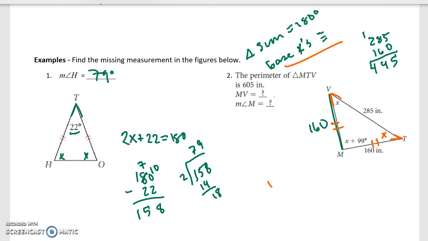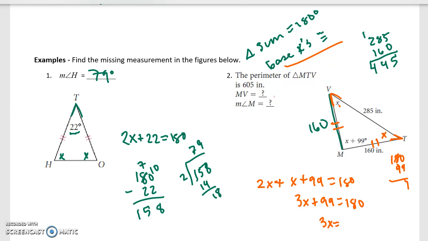So 2x plus 99, 2x because this is x and this is x and they're congruent, equals 180. So 3x plus 99 is 180. Subtract 99 from both sides gives us 3x is 81. And then dividing by 3 gives us x is 27 degrees. So x is 27, right?